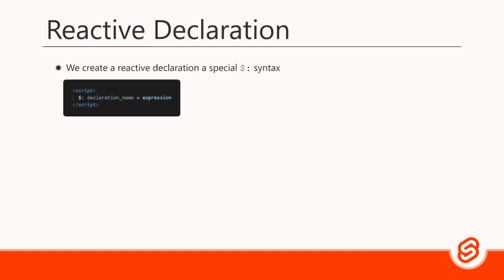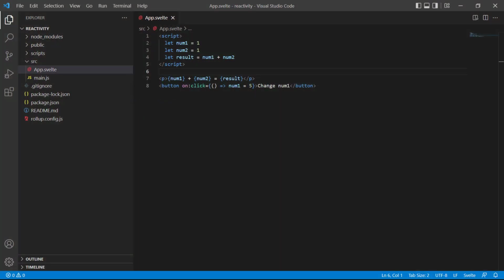To create a reactive declaration, we use Svelte's special $: assignment syntax followed by the declaration name and a composing expression. To demonstrate, let's make the result in our example reactive. So, we replace let with $:. If we go to the browser and click on the button, result gets updated to 6, like it should.